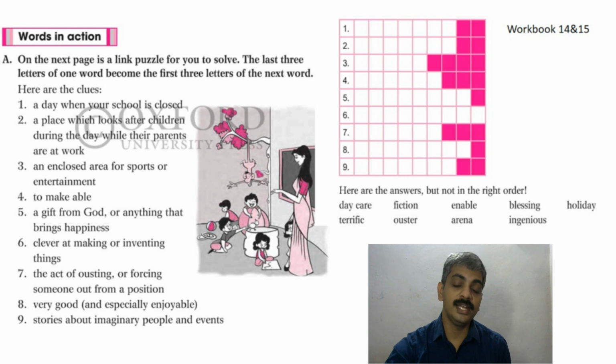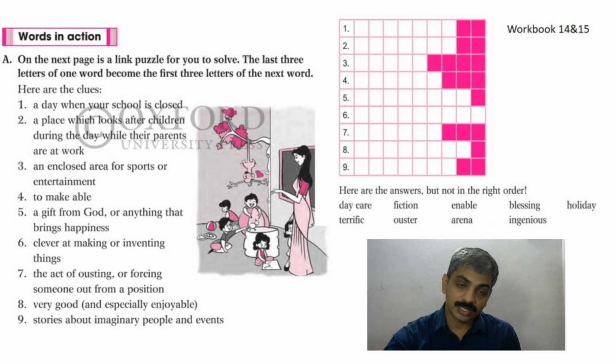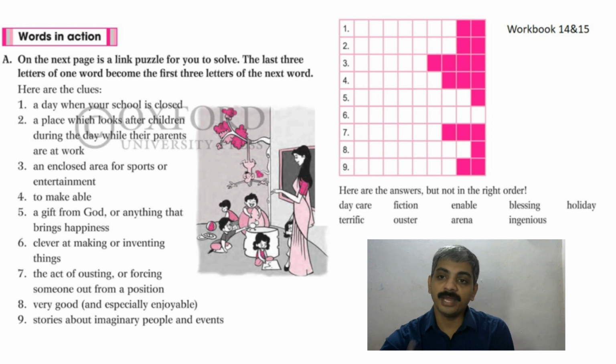On pages number 14 and 15, we have another activity which is very interesting. I hope you children are very much interested in crossword puzzles. The clues or hints are given on page number 14 and the answers have to be written on page number 15. Here are the answers but not in the right order. Even answers are provided there. We have to just find out which are the answers for 1, 2, 3 up to 9. So kindly read it and do it yourself because it is very interesting, very simple. The only thing we have to find out is which is the correct answer and write it there.